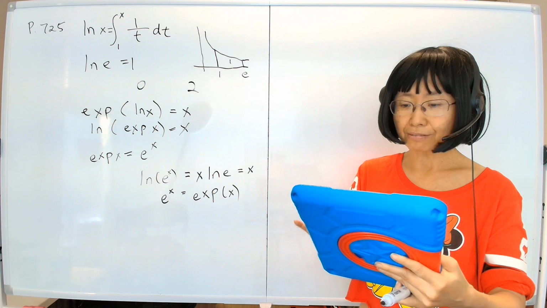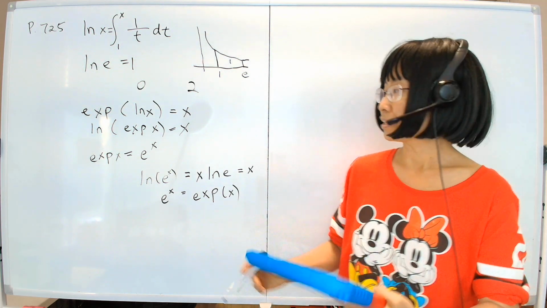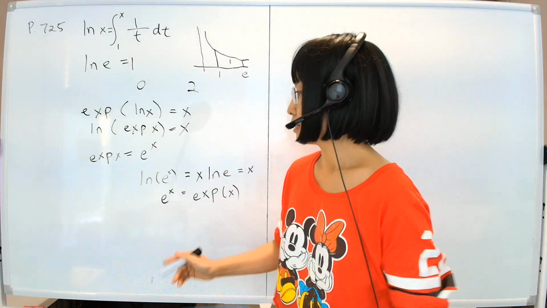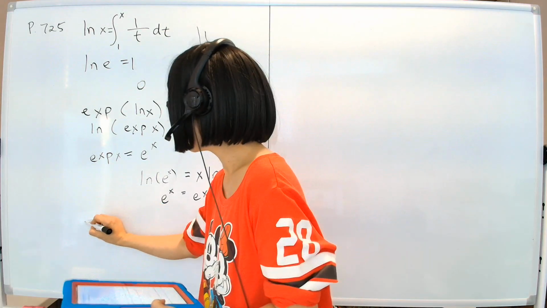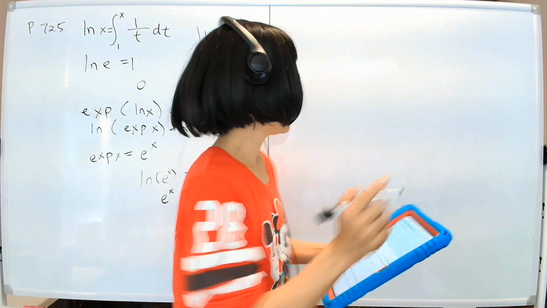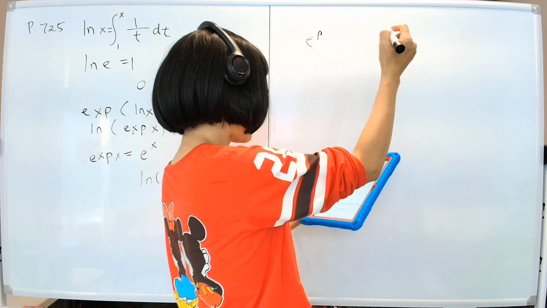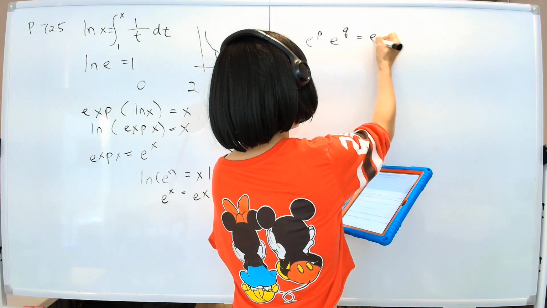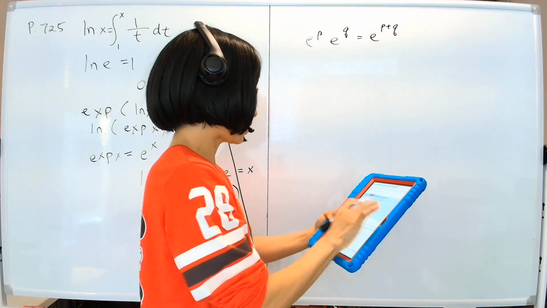So then to get around that, the alien will use this property of the natural log being a one-to-one function. That is the proof for all the properties. Let's prove the first property, which is e to the p times e to the q equals e to the power p plus q. Is that the first? Yeah, I think so.